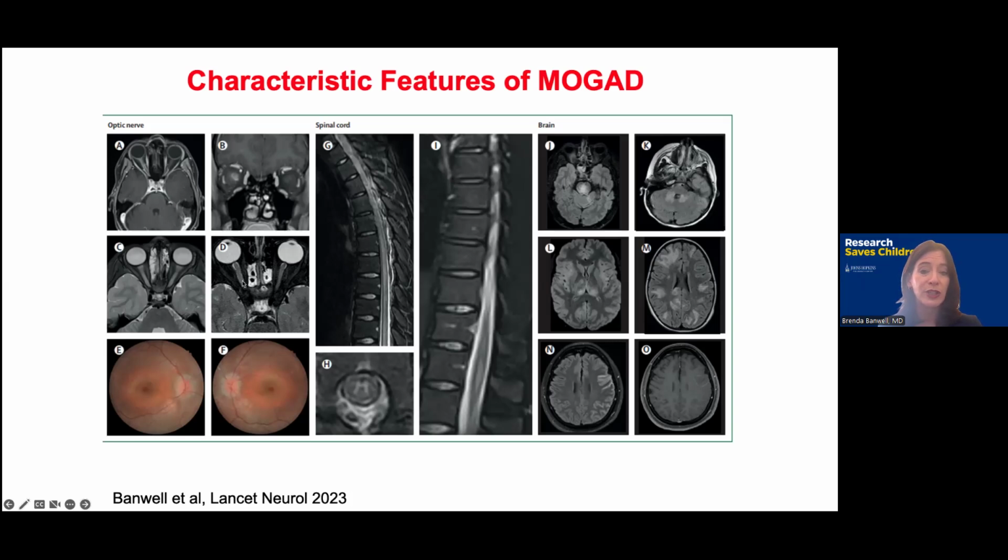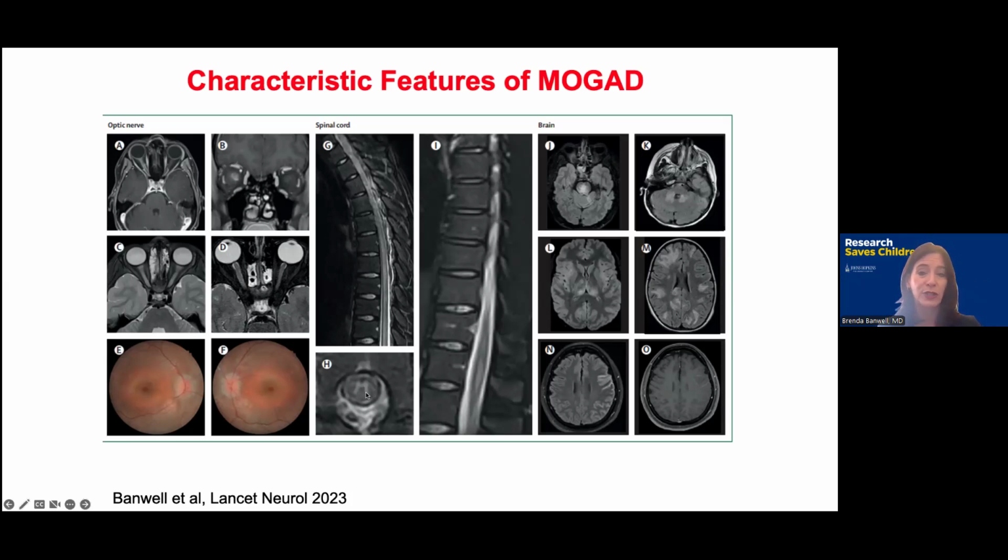The spinal cord lesions tend to be very prominent in the lower cord. They can be anywhere, and they can be longitudinally extensive. So some patients have almost the entire cord inflamed. But in MOGAD, lumbar lesions are more common than you tend to see in multiple sclerosis. And there can be central cord involvement as shown by the H sign illustrated by the figure H.